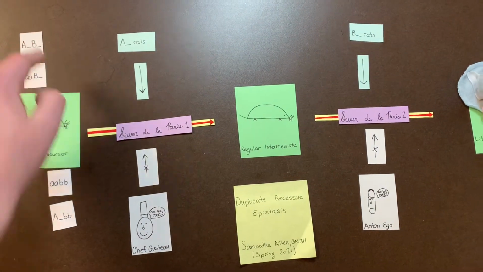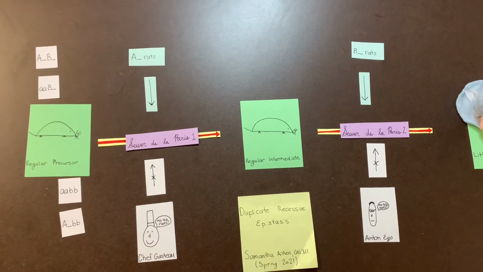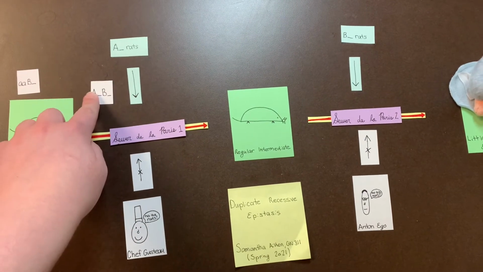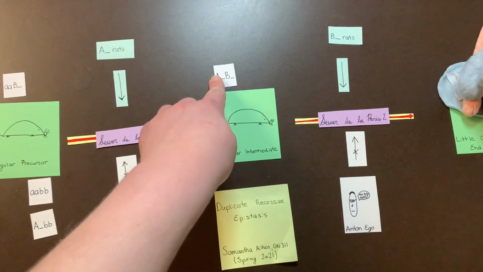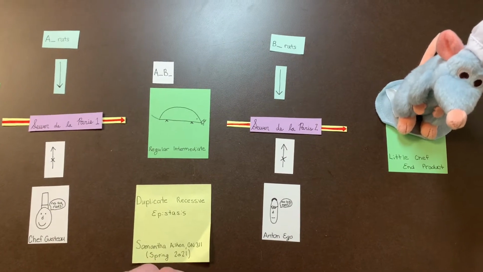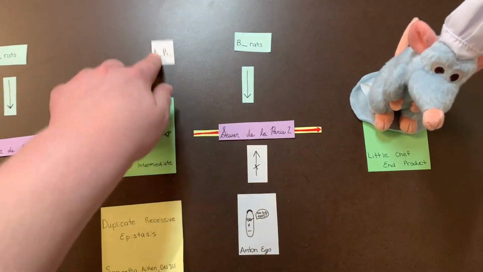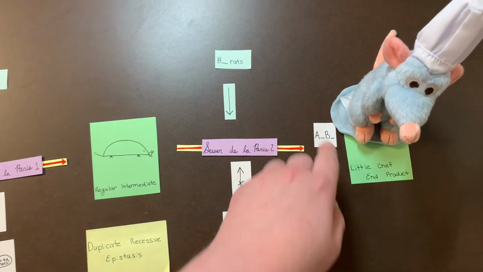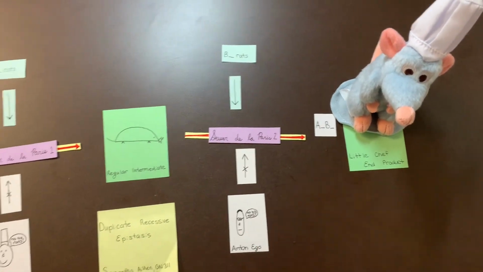Here we have big A something, big B something, and this one is able to go through because it's a big A, so it comes over here and makes a little pit stop at the regular intermediate phenotype, and it turns out it has a big B allele, so it gets to come all the way down here and wind up being the Little Chef end product.